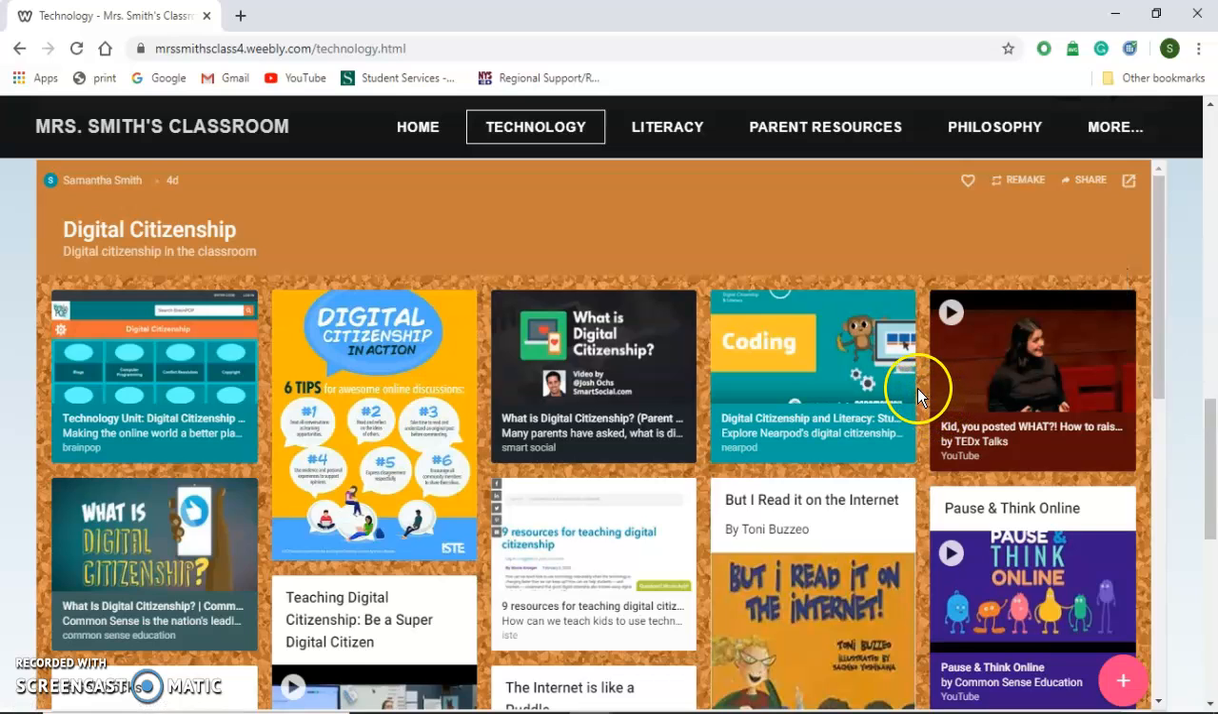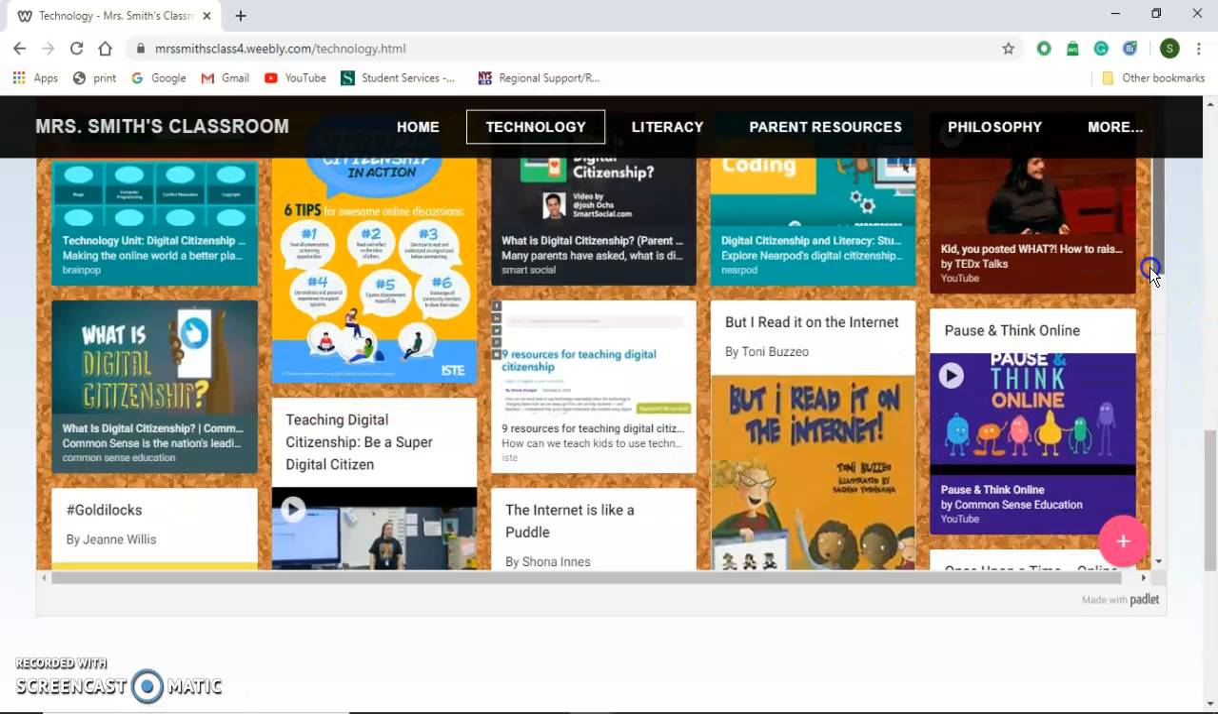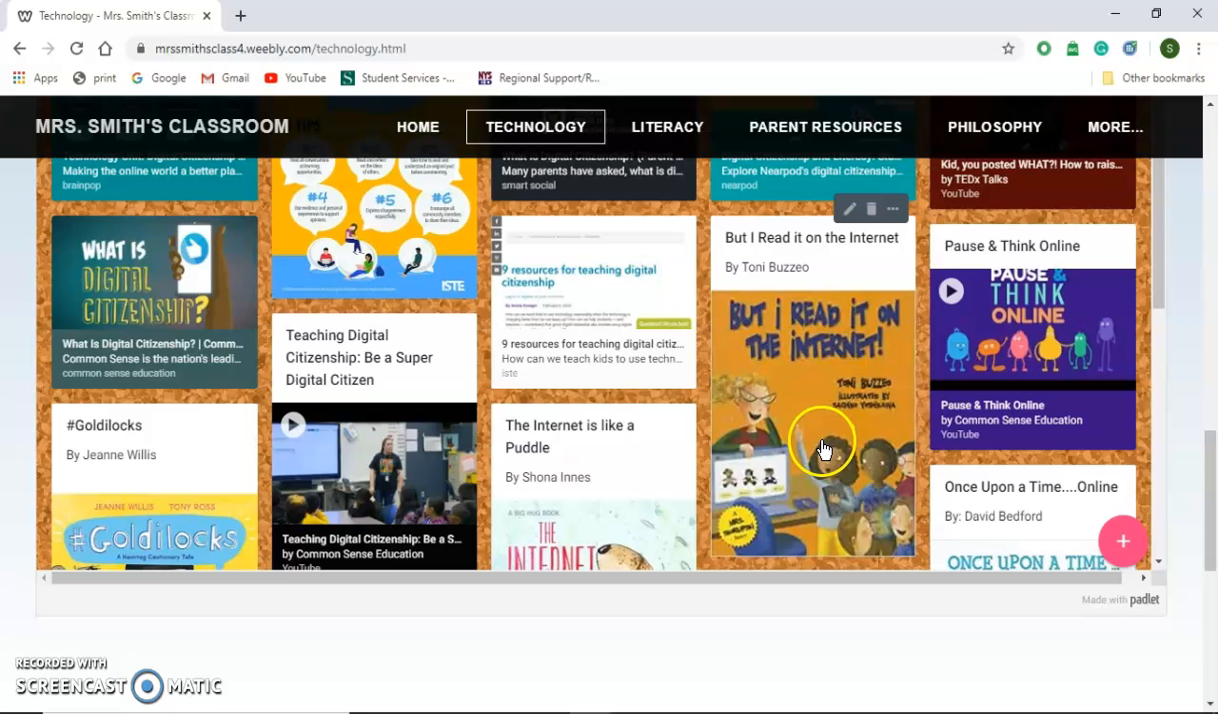I chose to use Padlet on digital citizenship, and it has different boards to click through, all relating to digital citizenship. Some of them are videos, some of them are links to books about digital citizenship, and some of them are articles as well.